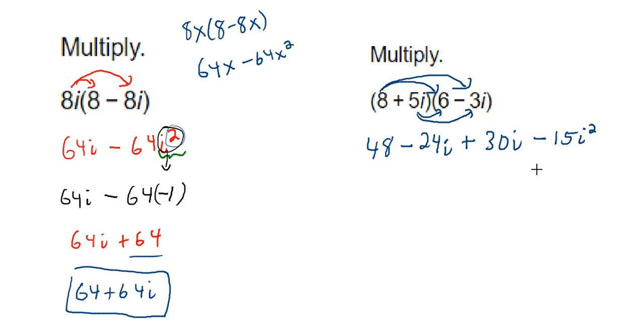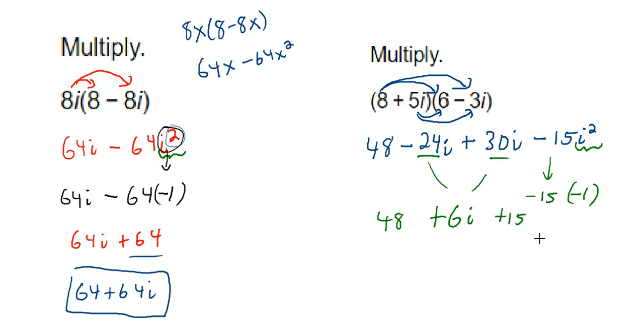Now we're going to simplify this. We'll combine like terms, and right now, just these two things are like terms. Right? We have negative 24i plus 30i. That combines together to give me positive 6i. I'll just copy the 48 down. This I want to simplify by replacing the i squared with negative 1. Right, and so we'll have negative 15 times negative 1, which becomes positive 15. So that's what ends up happening from that term.